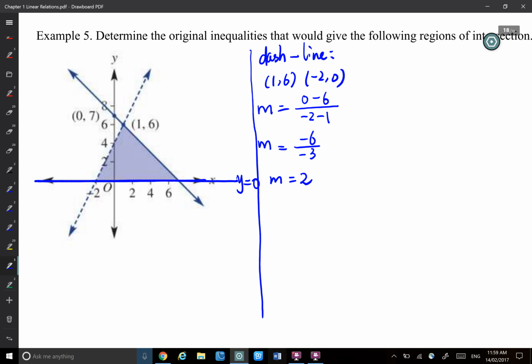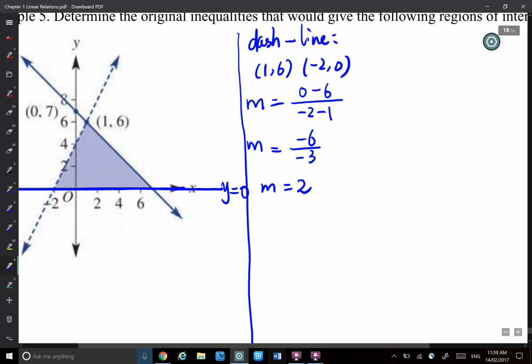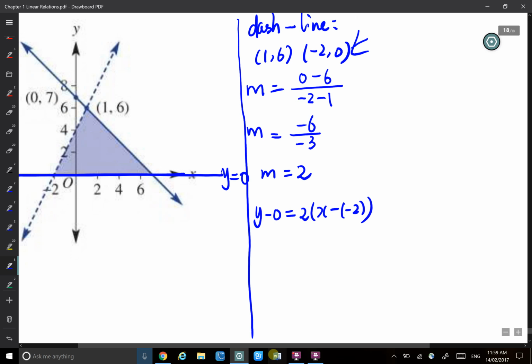If the gradient of this line is 2, do we know the y-intercept? We don't know the y-intercept. So if we don't know the y-intercept, which equation should we use? y minus y1 equals m times x minus x1. I can choose any point to be x1, y1. This one looks easy, so I will use that one. So y minus y1, which is 0, equals m times x minus x1, which is minus negative 2. So y equals 2x plus 2 times 2, so y equals 2x plus 4. So this line is y equals 2x plus 4.